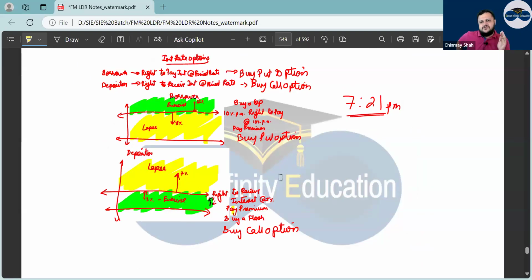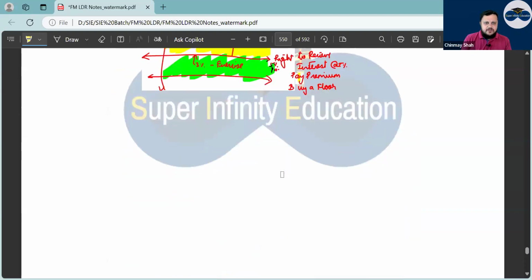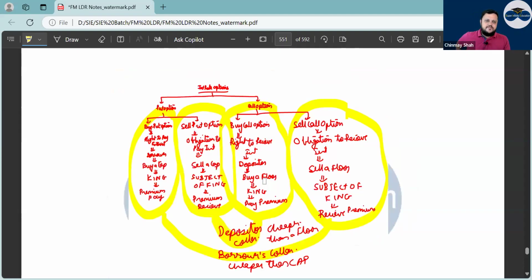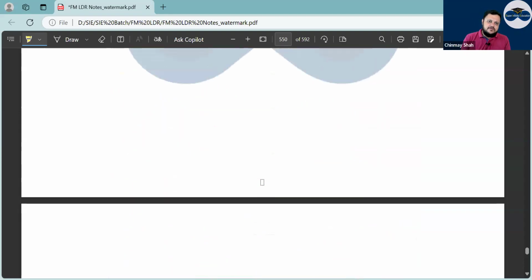Or if you are a depositor, you will buy a floor. You will say the minimum I need is at least 5%, correct? If it goes below that, still I will force the opposite person to pay only 5%. If it goes above that, I will lapse the 5% option and take the upper route. Then comes the collar, correct? What is a collar? A depositor's collar. Now see what happens here.